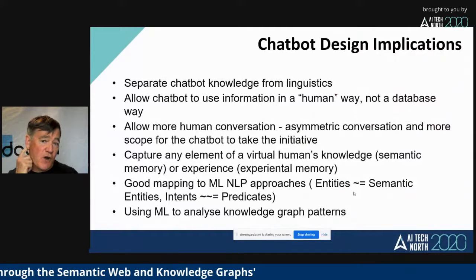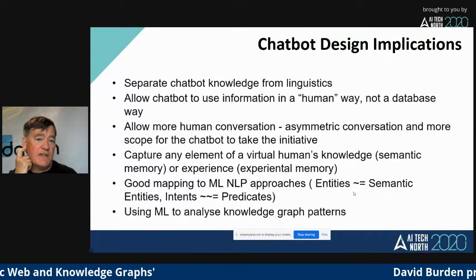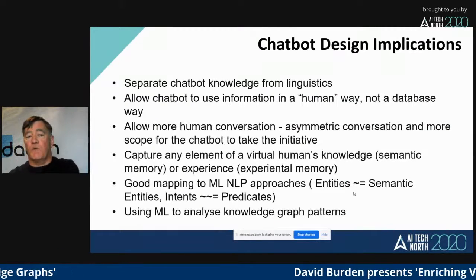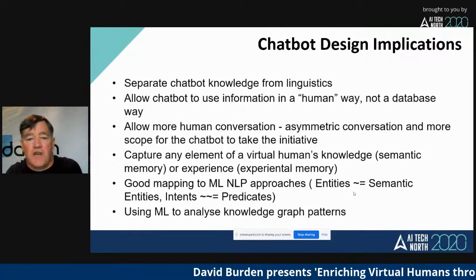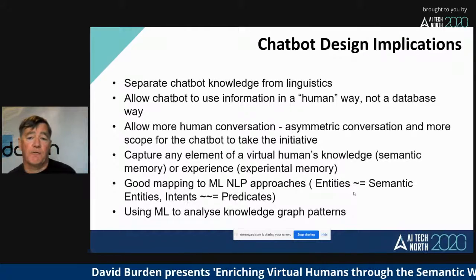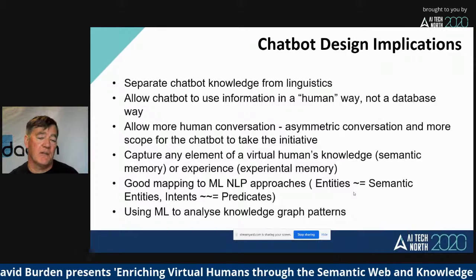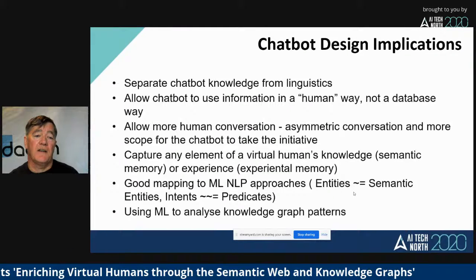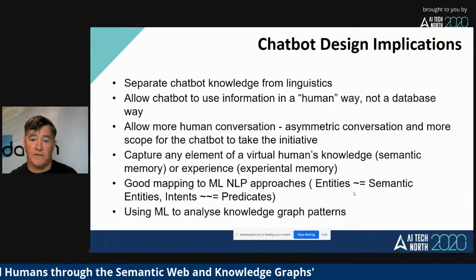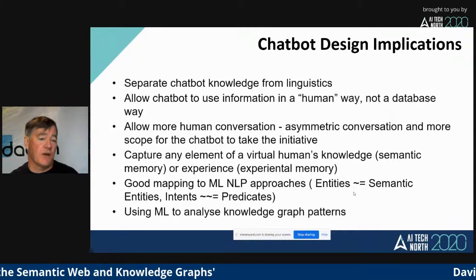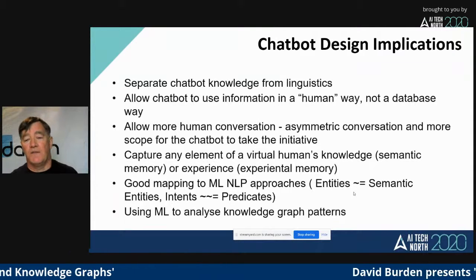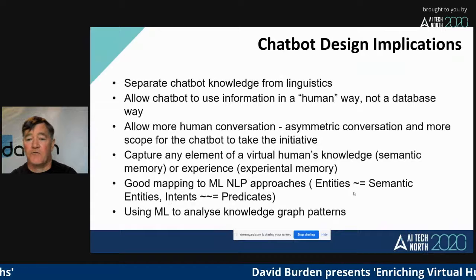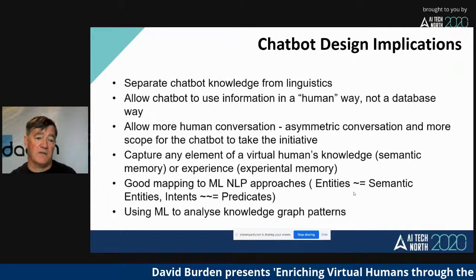And so really just to finish off, for us, I think one of the key things about using knowledge graphs is that we're able to separate out the knowledge of the chatbot or the conversational AI from any of the linguistic elements that are needed to manage the conversation. And it lets us create a chatbot that gives us a far more human conversation rather than just a simple Q&A of a database. And you get this far more natural asymmetric conversation coming out of it.